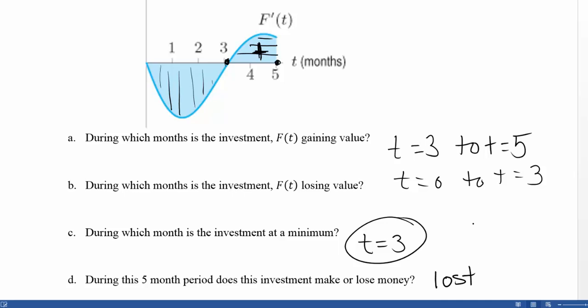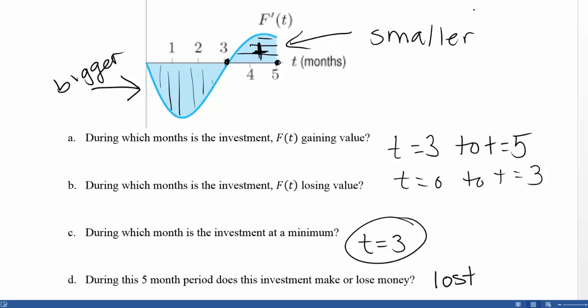And again, we lost money because the area below is bigger than the area above, which means that we decreased more than we increased. So again, this is a way that we can use negative and positive areas to evaluate a situation. Let's look at another.